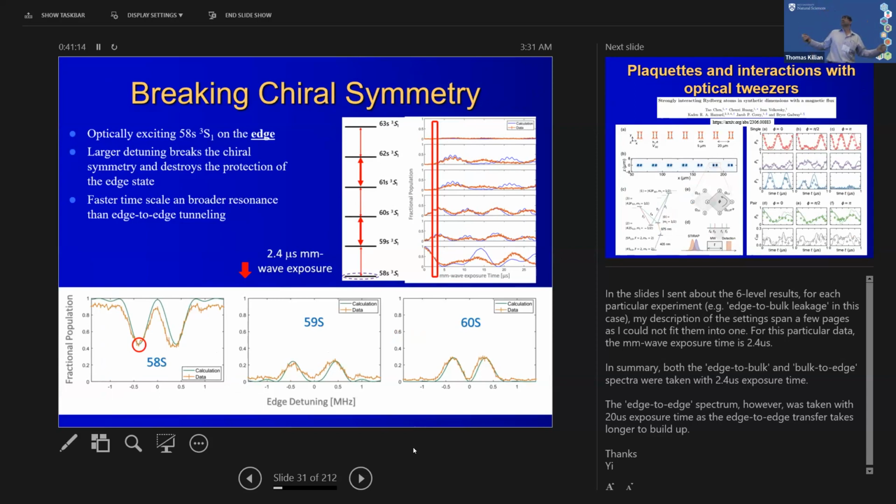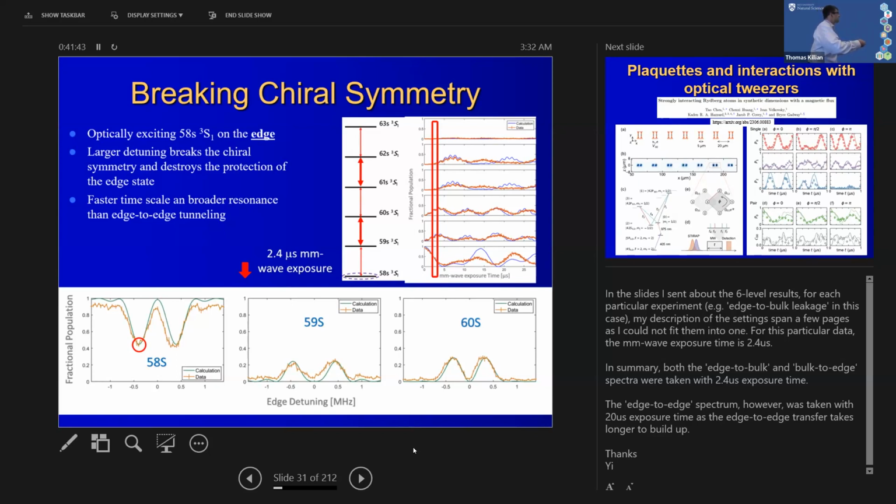Okay. Now, though, if I detune much further, now on a megahertz detuning, then I'm really breaking this chiral symmetry. And what I could look at is, have I broken my edge protection in this Hamiltonian? So we excite to the edge state here, and we do detunings on the order of megahertz, and we look very quickly in just a few microseconds. So there's no time for the edge-to-edge tunneling here. But what there is time for is population to leak into the bulk if we break this chiral symmetry and we lose the edge protection.